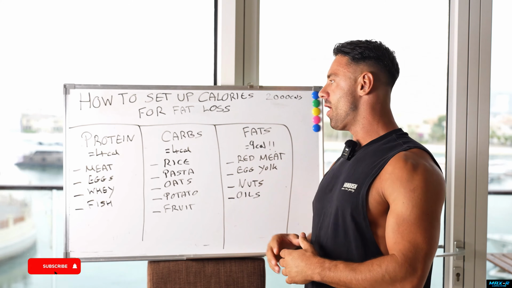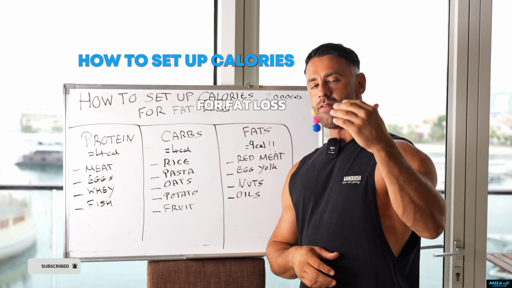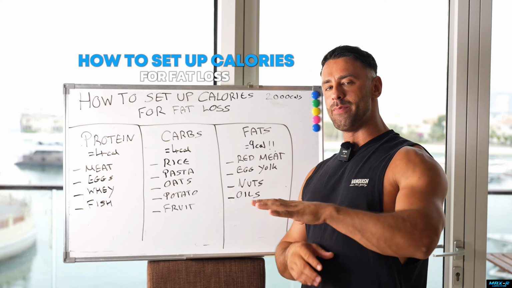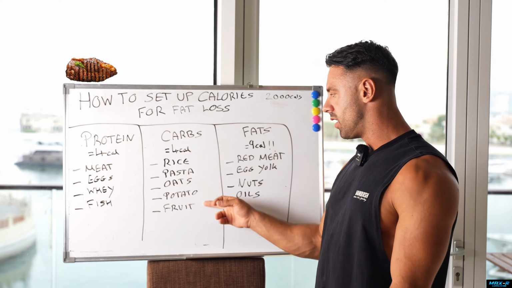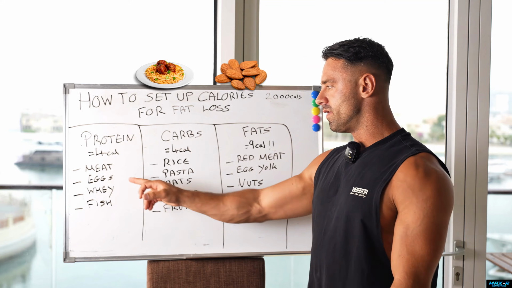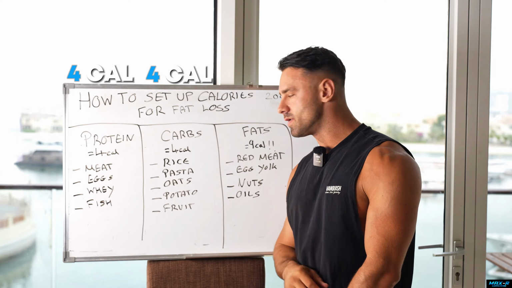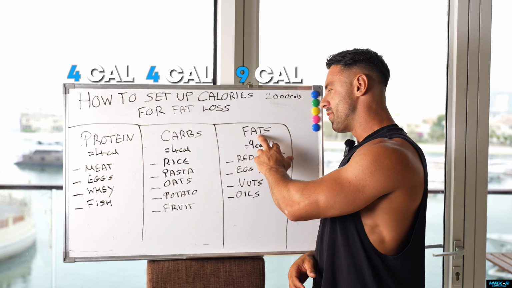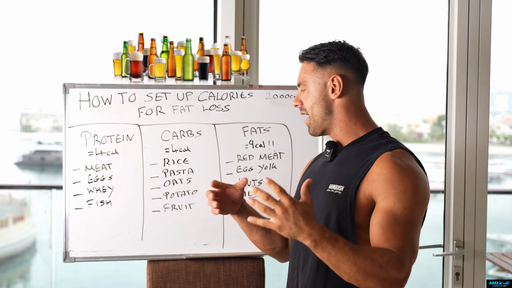In today's video, I'm going to be going over how to set up your calories for fat loss. Okay, I'm going to try and break it down and make it very, very simple. As you can see here, we have protein, we have carbs, we have fats. You may have heard of 4-4-9 before. There are 4 calories in a gram of protein, 4 calories in a gram of carbohydrates, 9 calories in a gram of fat, and then 7 calories in a gram of alcohol.